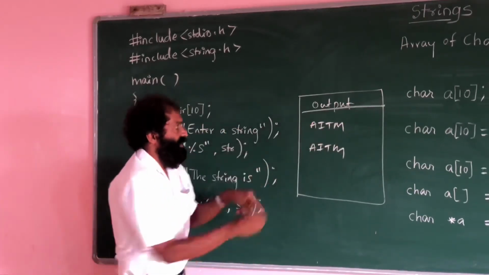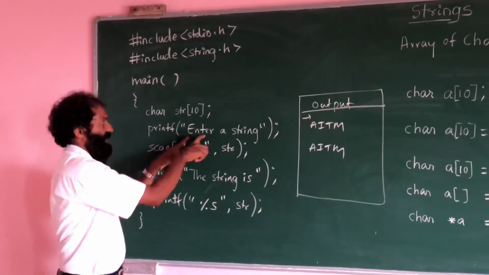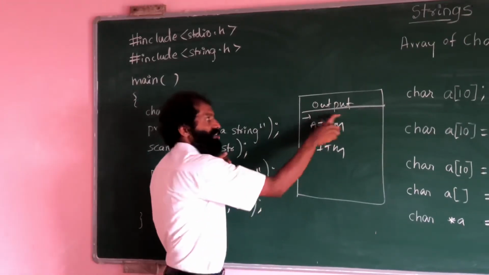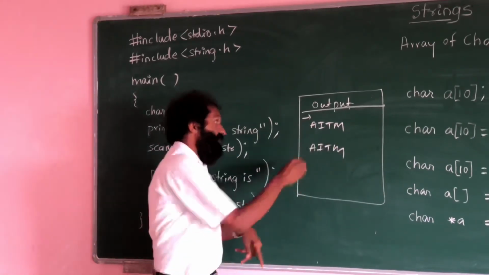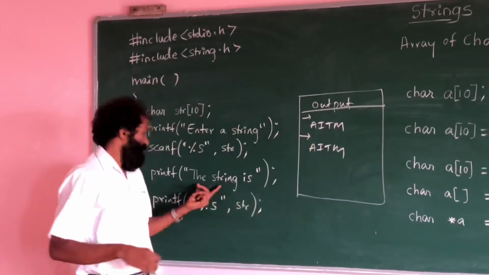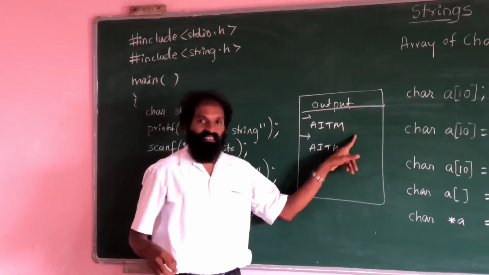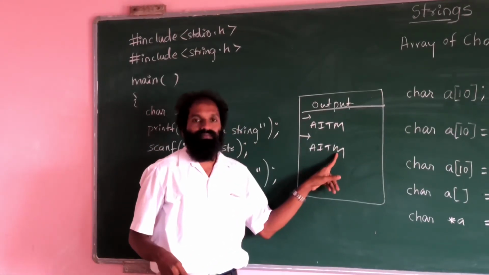Before this, we will get this information: Enter a string. We will get this message. After that, we type this. After that, we get this message, The string is, and then it will display this.